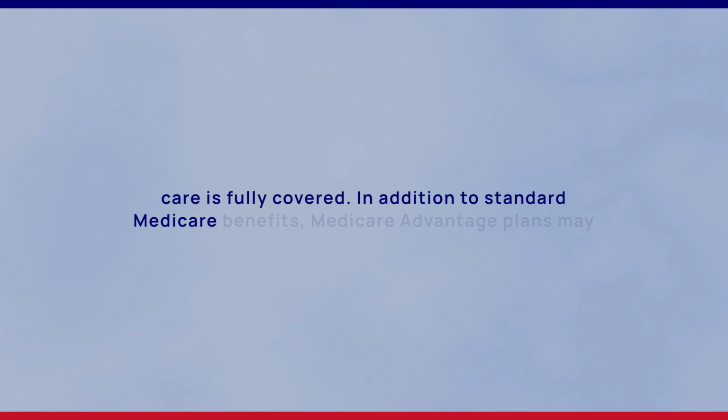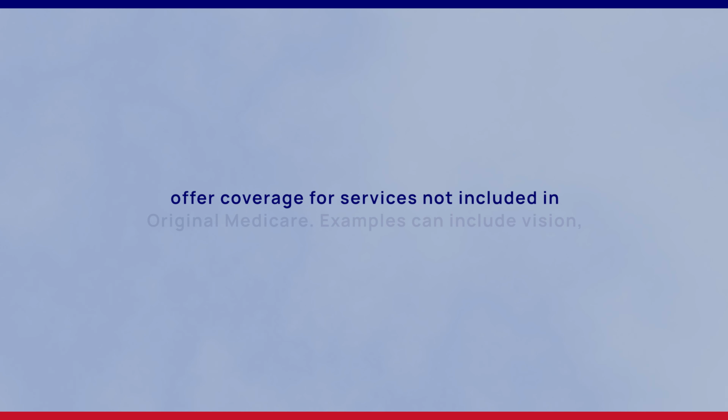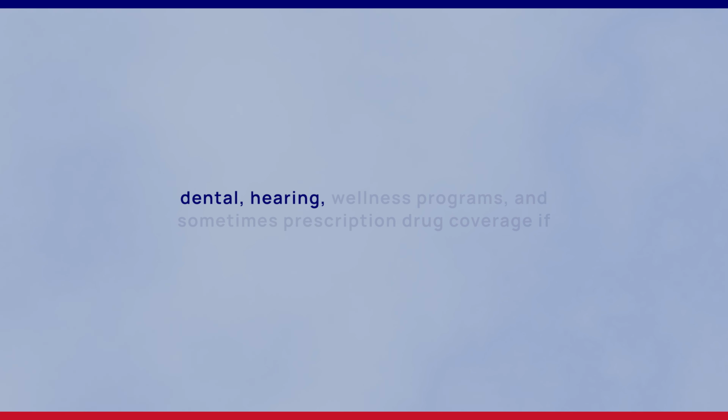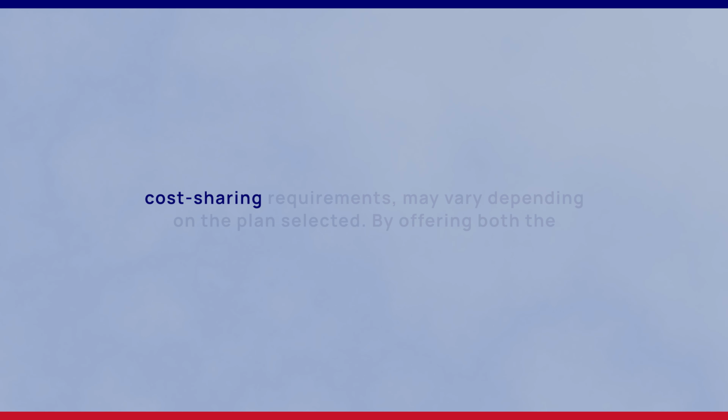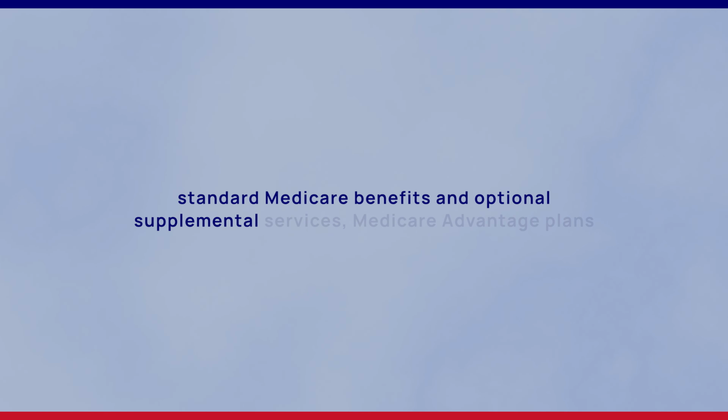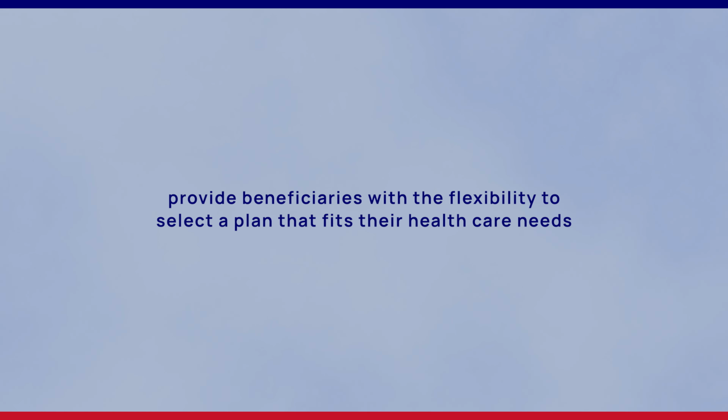In addition to standard Medicare benefits, Medicare Advantage plans may offer coverage for services not included in original Medicare. Examples can include vision, dental, hearing, wellness programs, and sometimes prescription drug coverage if included in the plan. The exact benefits and plan rules, such as provider networks and cost-sharing requirements, may vary depending on the plan selected. By offering both the standard Medicare benefits and optional supplemental services, Medicare Advantage plans provide beneficiaries with the flexibility to select a plan that fits their healthcare needs and budget.